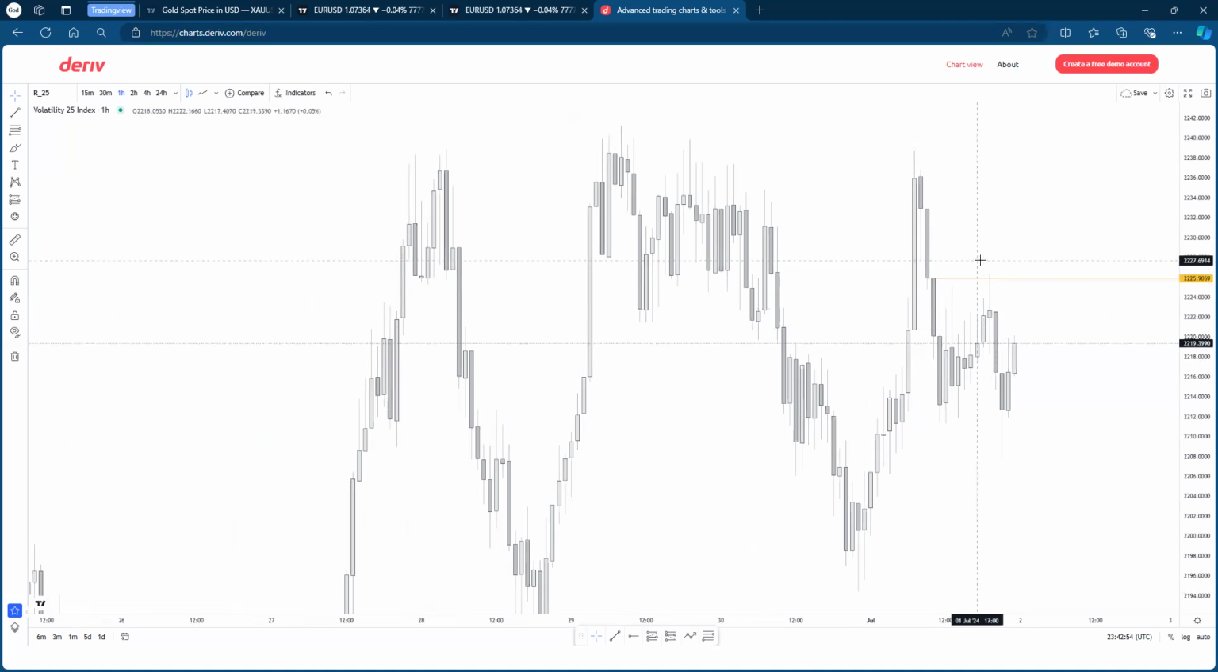It was just here, right? I just wanted to try something. And only for me to come back and check, price was already here, and you can see price is reversing.